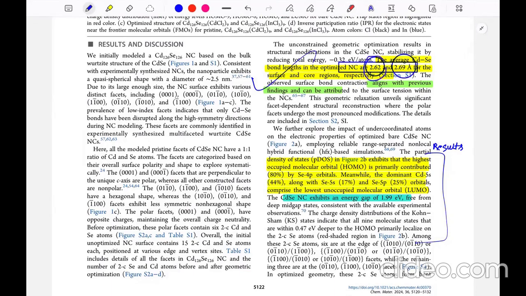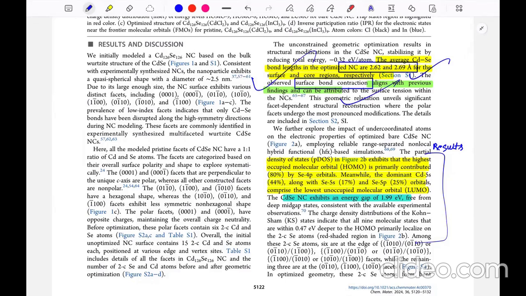So why is there less surface bond? Surface bond is smaller. So they align with the surface bond contraction from the previous result. You can clearly see this is the result, and this is the use of the reported result to give your result a clear perspective and a proof also.